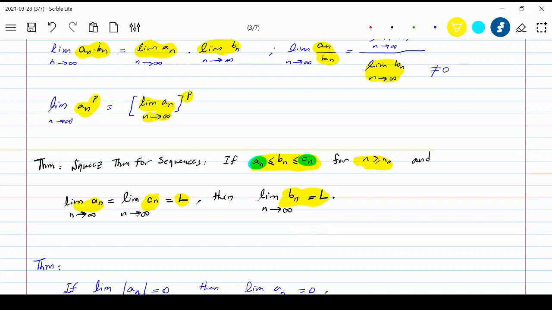You've seen it for a function, the same idea. Again, you can extend it to sequences. These are the upper and lower limits, Cn and An.